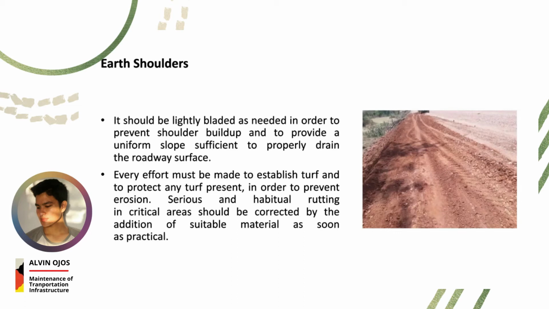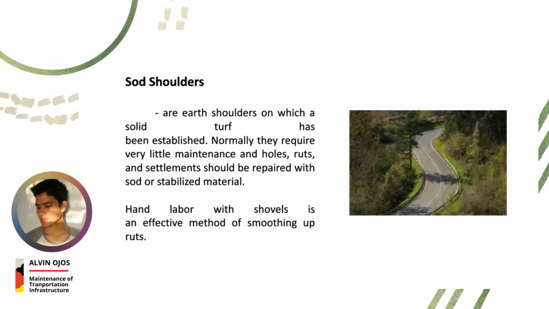In terms of rotting, usually when it rains, the earth is soft. So when a vehicle passes, it leaves a mark, and then it stays until the soil dries. So habitual rotting in critical areas should be corrected by the addition of suitable material as soon as practical.